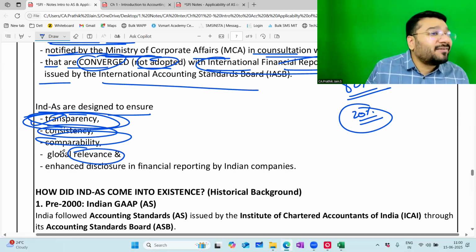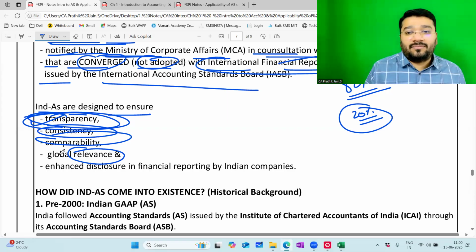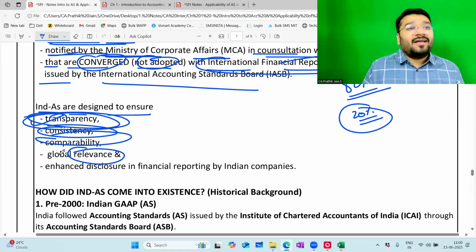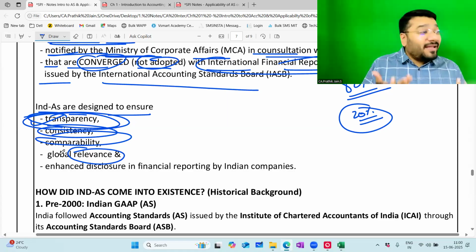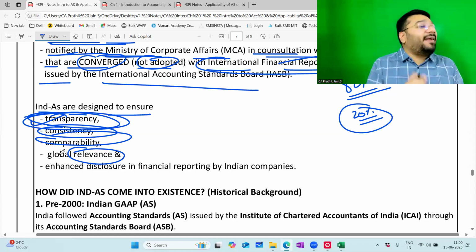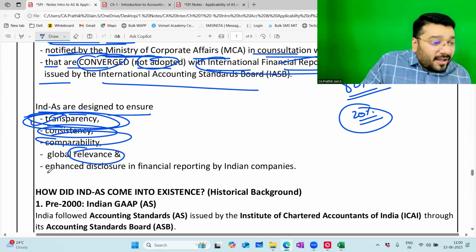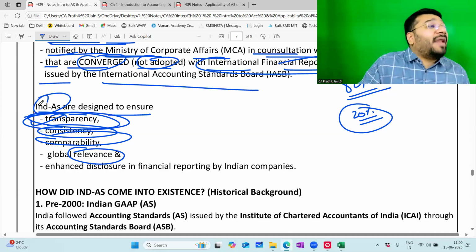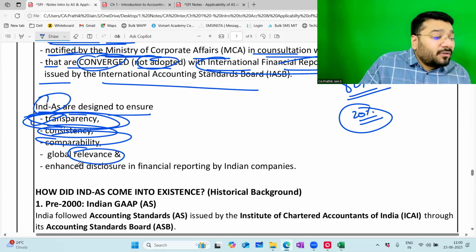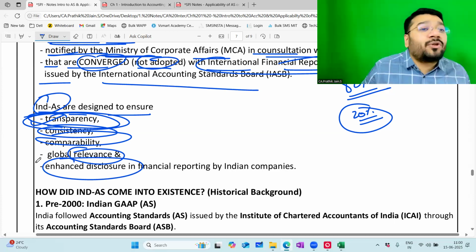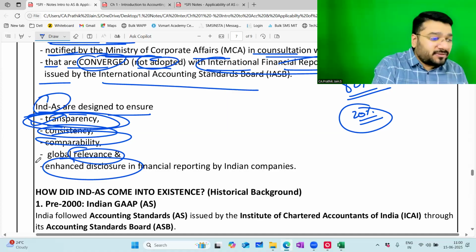So what is that language? You have to talk in what language? Ind AS. What is Ind AS? Nothing but a foreign language, but a little bit modified. Ind AS is a converged version of IFRS, and therefore the financial statements that you prepare based on Ind AS have enhanced disclosure. The disclosure in Ind AS is more compared to the disclosure norms in the normal accounting standards.